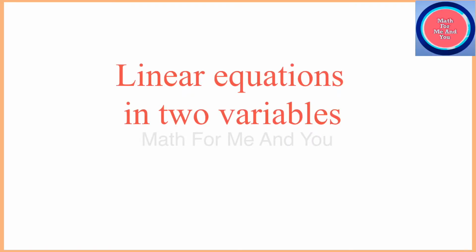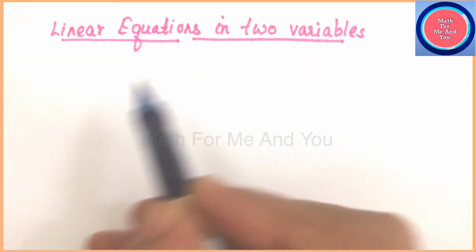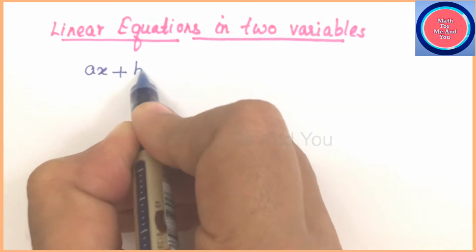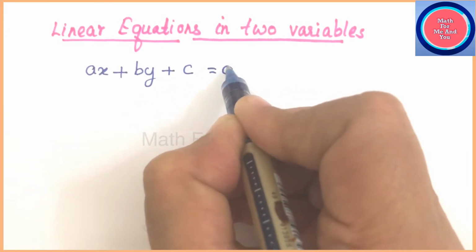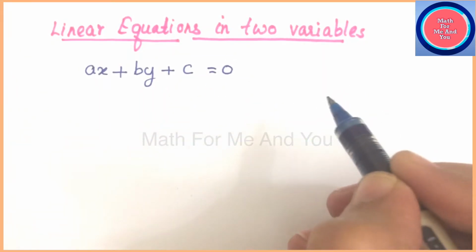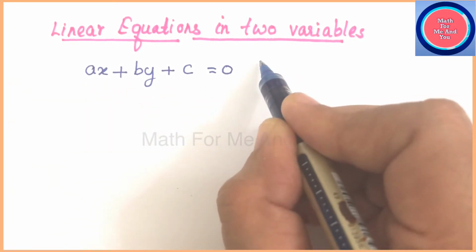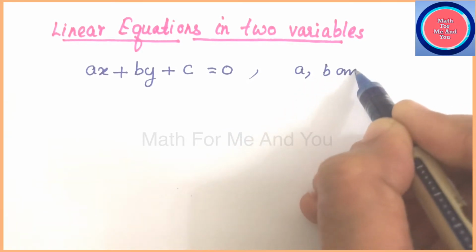Hello, the topic in this video is linear equations in two variables. First of all, we look at what a linear equation is. An equation which can be put in the form ax + by + c = 0 is called a linear equation in two variables. What are the variables? x and y. a, b and c are three real numbers, any three real numbers.